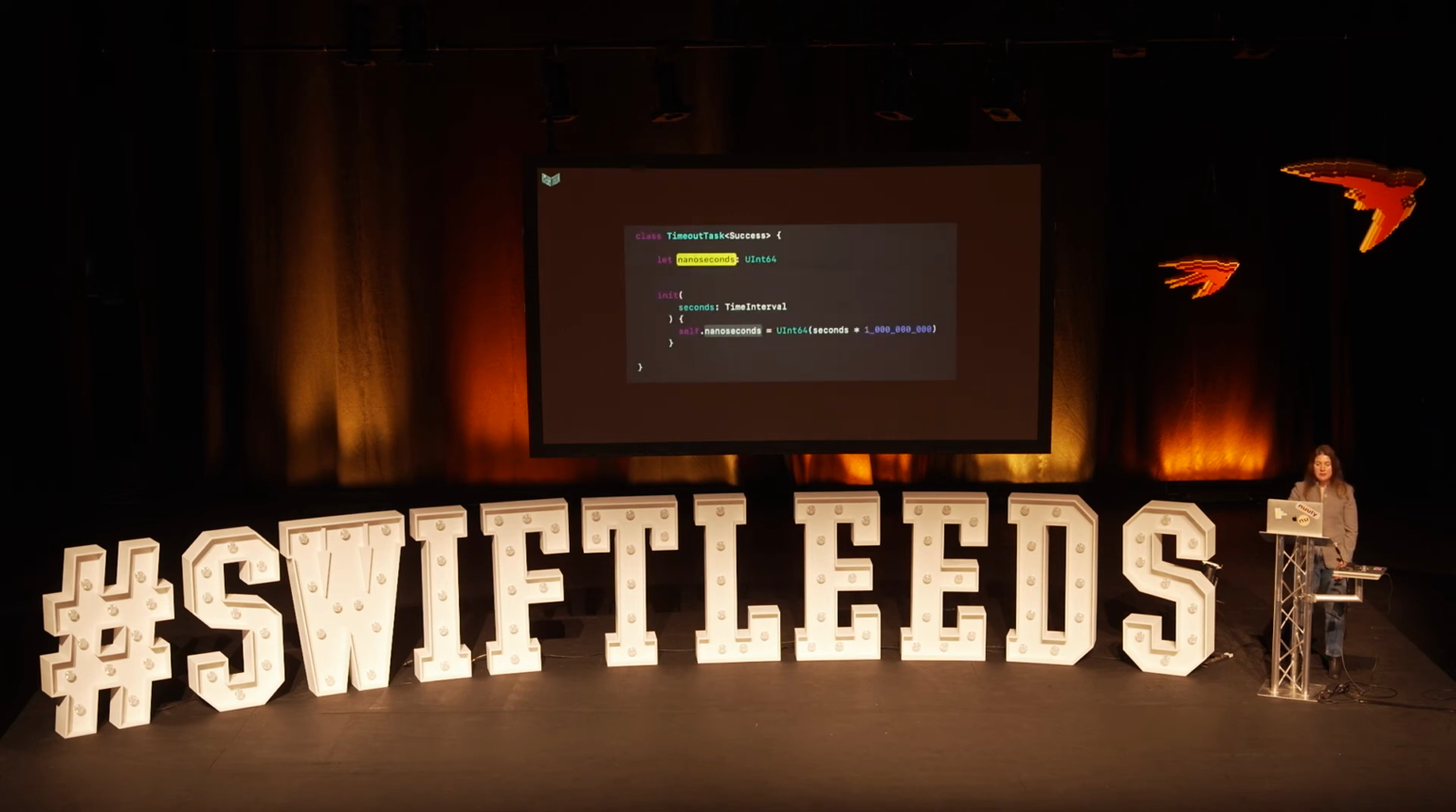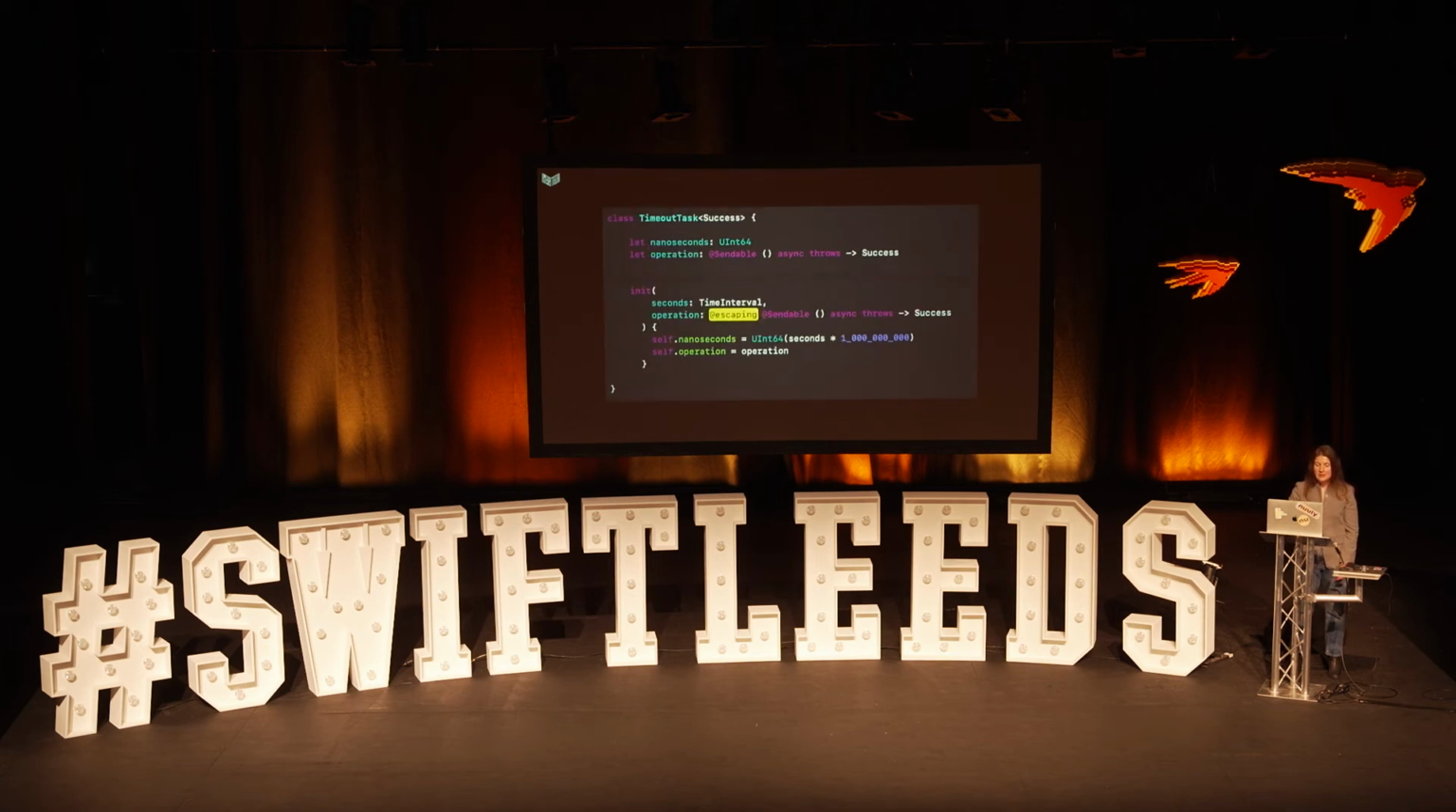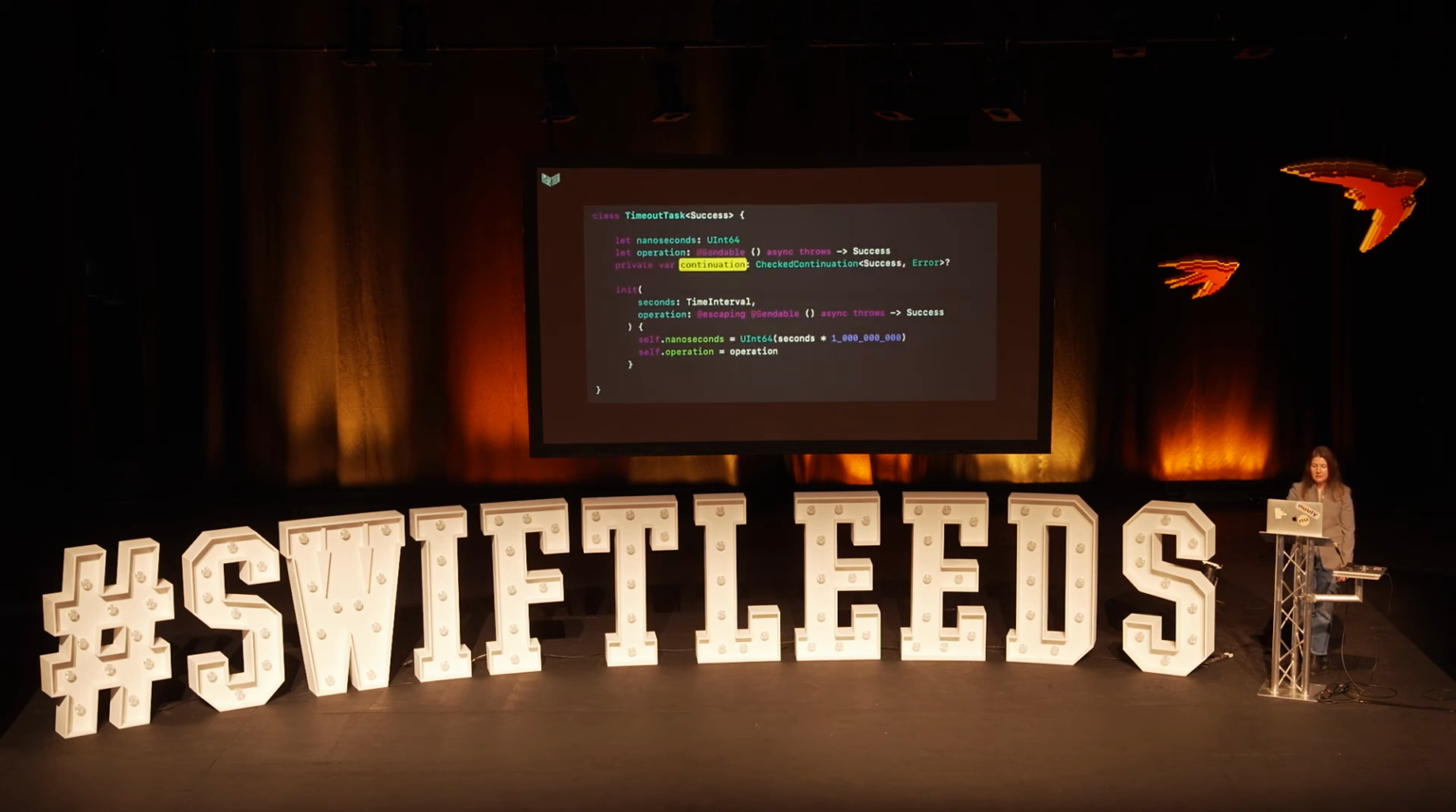You should initialize a parameter to store the maximum duration for the test. And you should also initialize an operation parameter to pass to the timeout task. That needs to be escaping so we can store and execute the closure outside of the scope. And we need to mark it sendable to indicate that it's safe to transfer between concurrency domains. We should add a new property to store the result of the task through checked continuation.